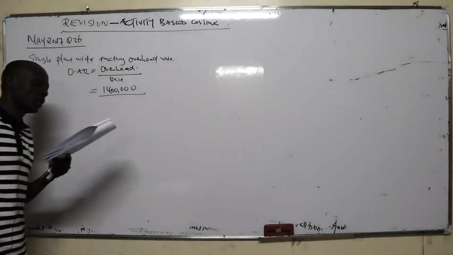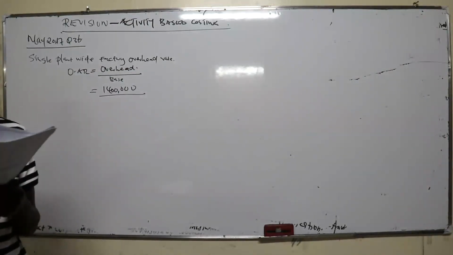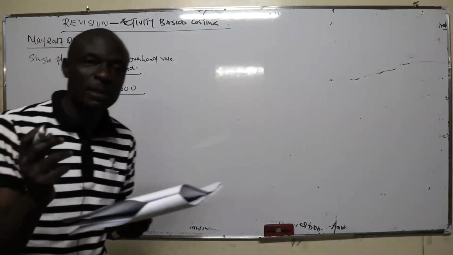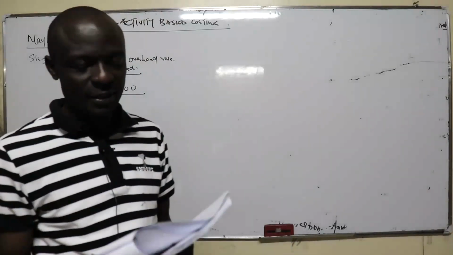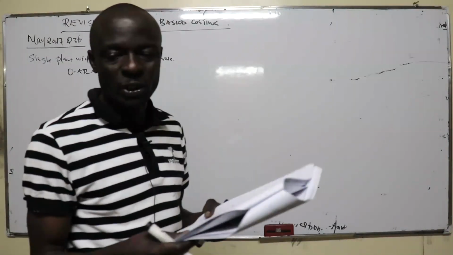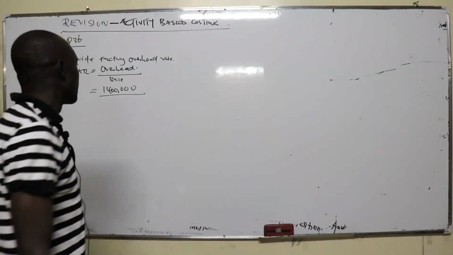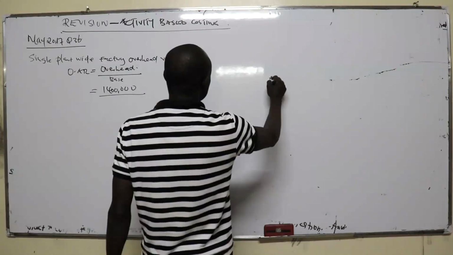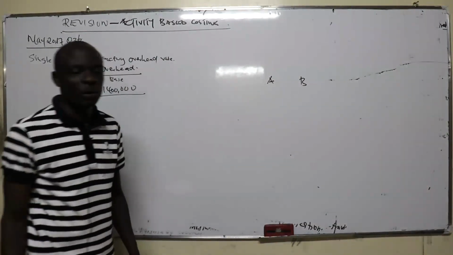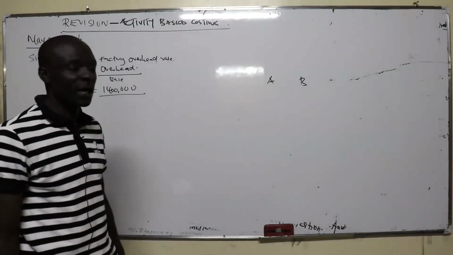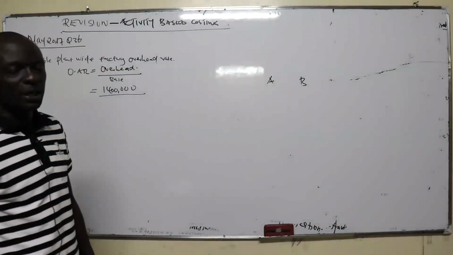And you've been told under the single plant-wide, we have one absorption rate to absorb overheads. Some of us might not be aware what is meant by absorption of overheads. Let me give you an example here. For instance, you can have two products. When you're determining the total cost of a product, it is composed of three elements: material cost, labor cost, and overheads.